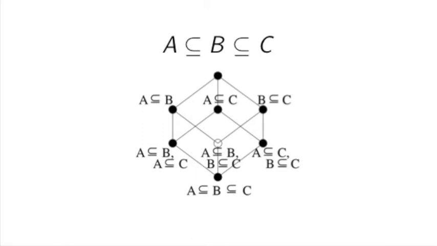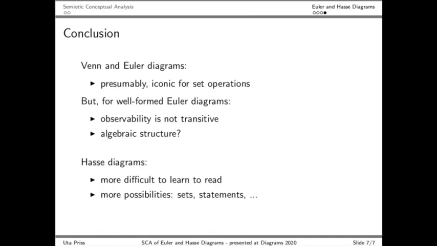This meta-level Hasse diagram shows the difference between A subset B and B subset C, which is the empty node in the middle of the diagram, and the transitive relationship A subset B subset C. So these are questions which are of interest to semiotic-conceptual analysis.